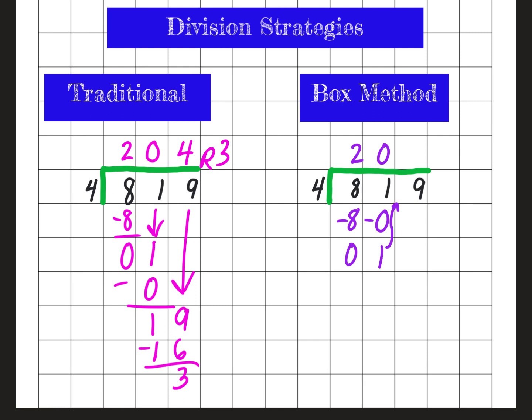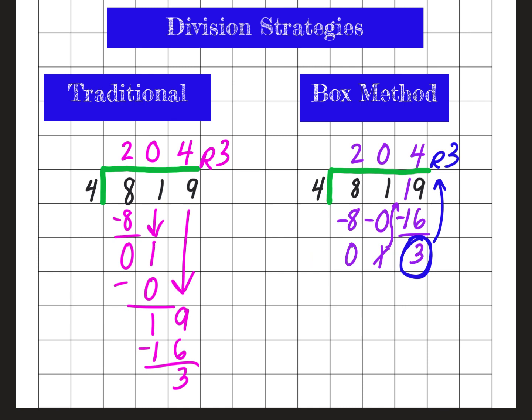And this will move up here to turn it into 19. We can cross this one out. And 4 goes into 19 4 times, just as we did before. And we get 19 minus 16 is 3. And again, the 3 in the bottom right is our remainder. And we get 204 remainder 3.